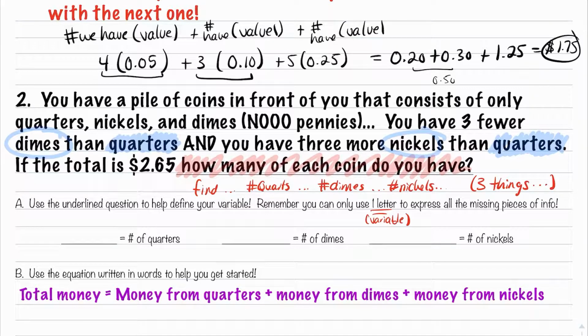So in other words, if I'm able to know the number of quarters first, I can easily figure out the number of dimes and the number of nickels. So I'm going to call my variable, which is x, I'm going to let that be the number of quarters. Because again, if I knew the number of quarters, I would just need 3 less than that to get the number of dimes. So I'd take the number of quarters and subtract 3. If I want 3 more nickels than quarters, I'd start with how many quarters I have and add 3. So we've defined our variable.